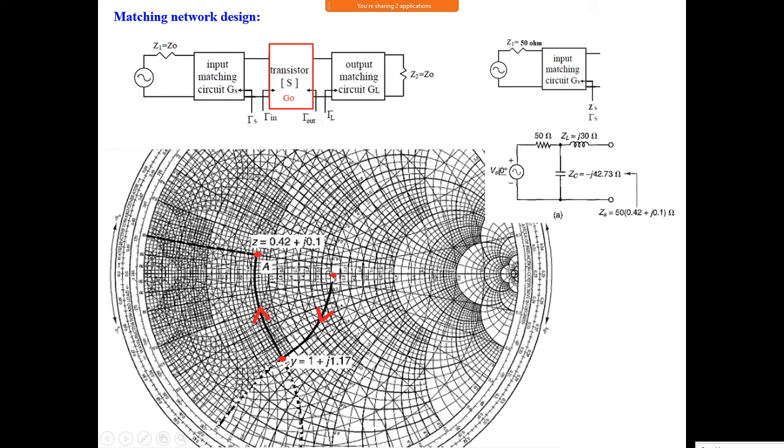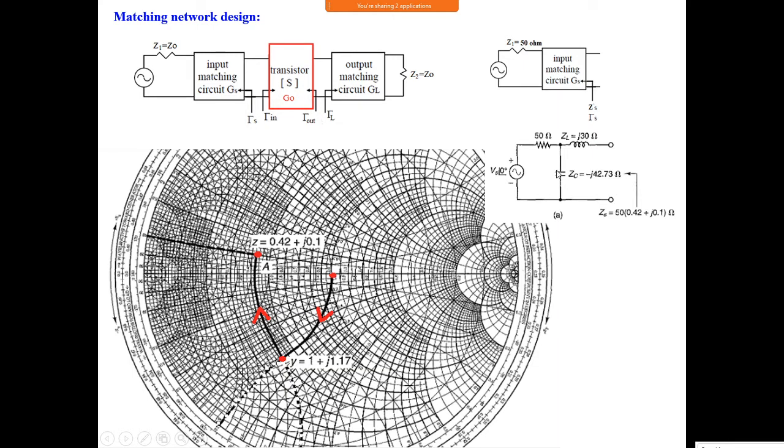Starting from the load point, this 50 ohm you marked, you move like this. We are moving on the constant conductance circle in the clockwise direction. Moving on a constant conductance circle in the clockwise direction means it adds a capacitor in shunt. So this is the first element.